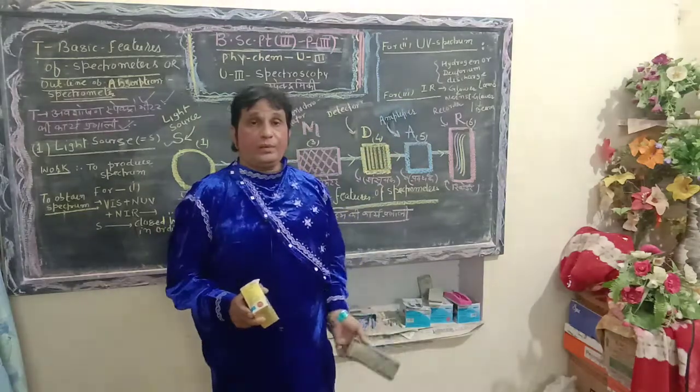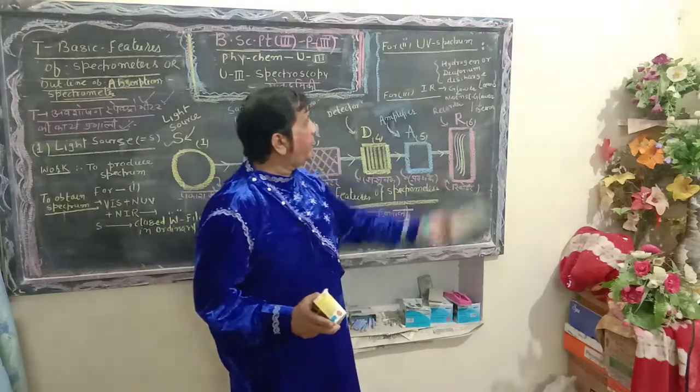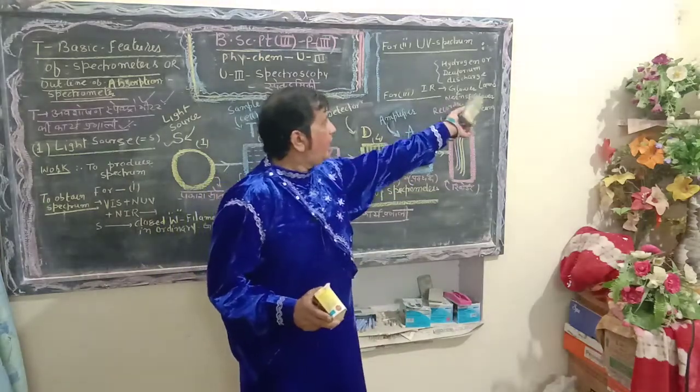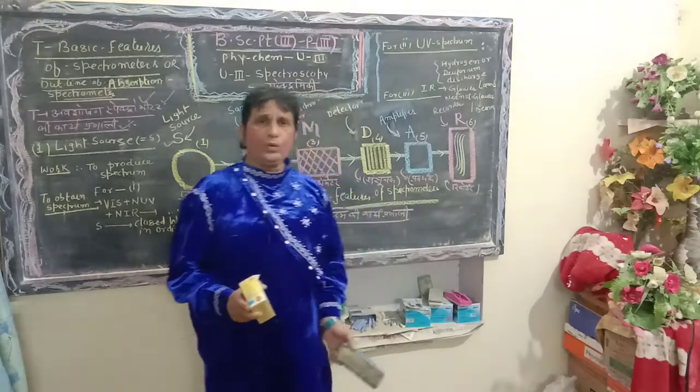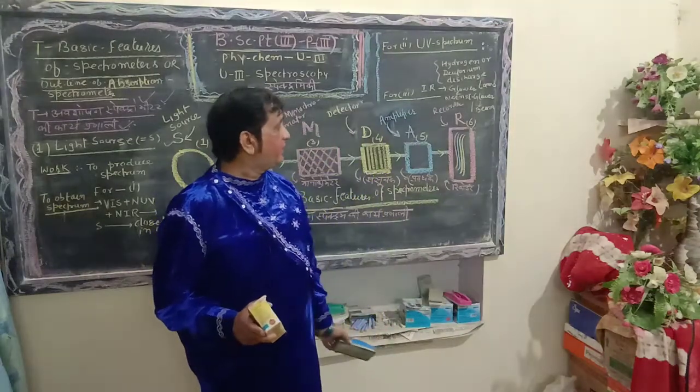In the case of IR, infrared, suppose we want to produce an IR spectrum, a Nernst glower lamp or glower beam will be used here for the production of the IR spectrum.